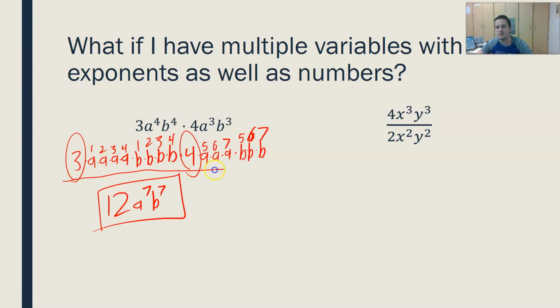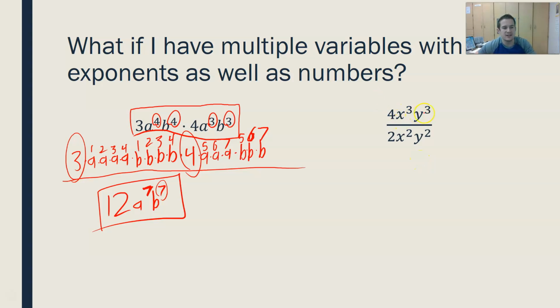And notice, without even writing all these out, you can kind of notice here, if I have 4a's here, 3a's here, that's going to give me a total of 7a's being multiplied together. 4b's here, 3b's here, that's a total of 7b's multiplied together. Okay, so I'm counting up all the numbers of those specific letters that I'm multiplying together.